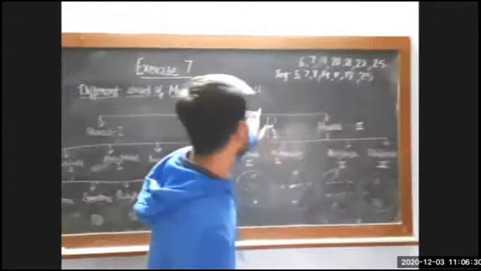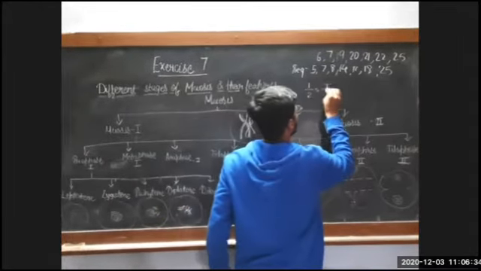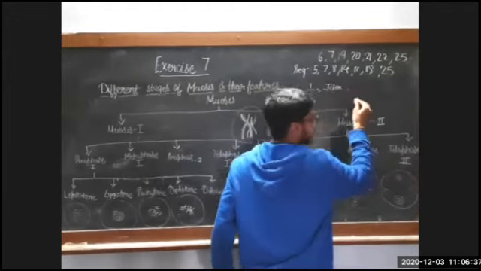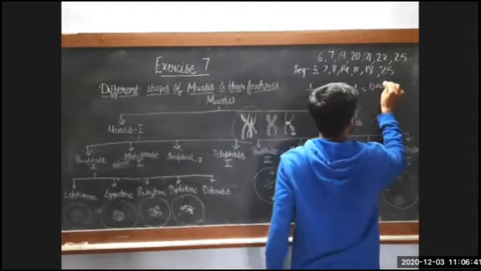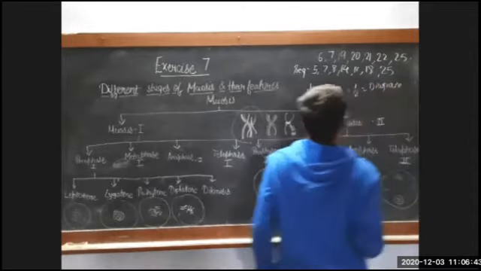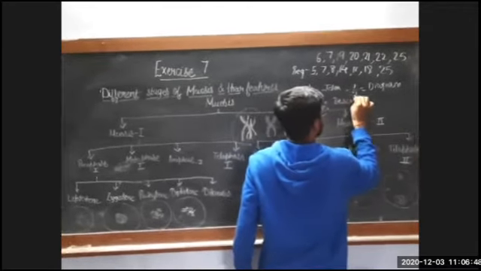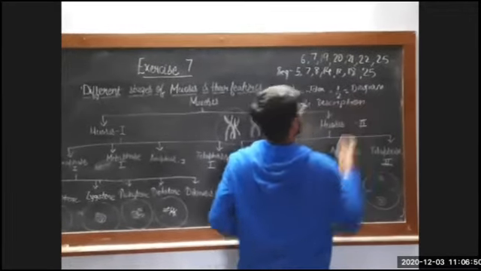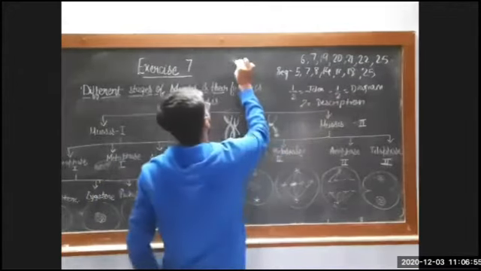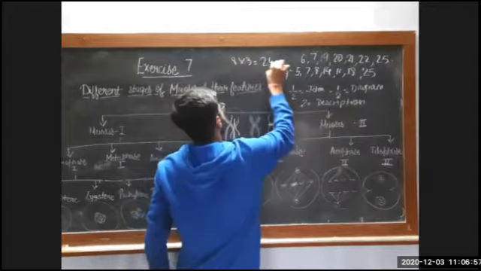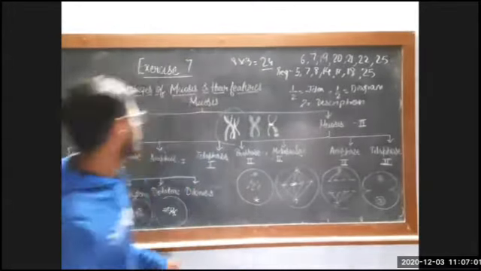So in this, half mark will be for identification, half mark will be for the drawing or diagram, and 2 marks will be for description. So there are total 8, so when we multiply it, it turns out to be 24 marks. So we start with it.